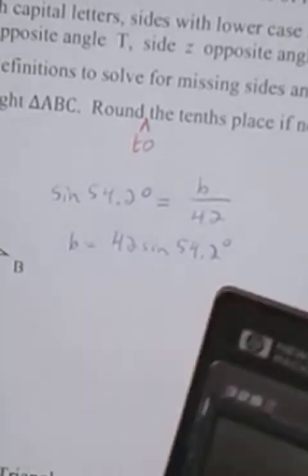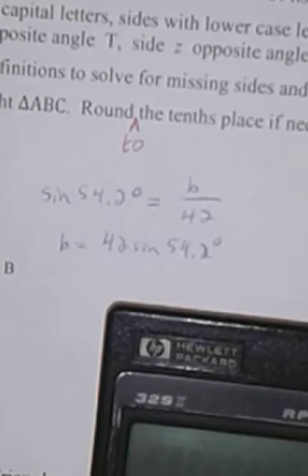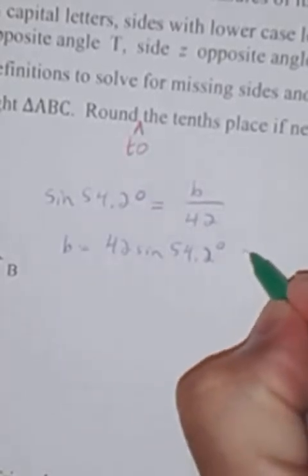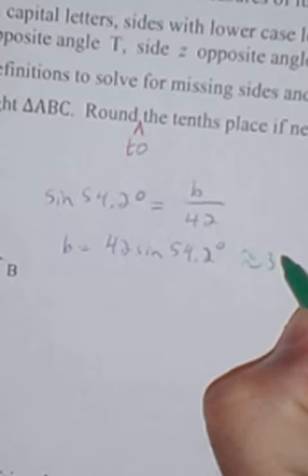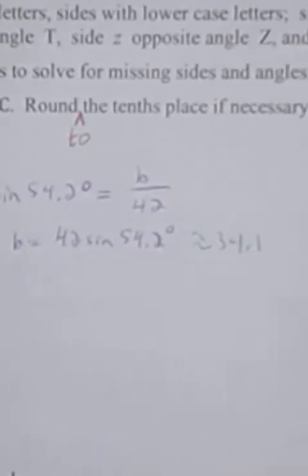If I need an approximation, I punch that into my calculator. Make sure you have your calculator in degrees. I'm going to find the sine of 54.2 degrees, and then times 42, and I get 34.06, and it says to the 10th place, so about 34.1. There are no units there, so we don't need to write units.